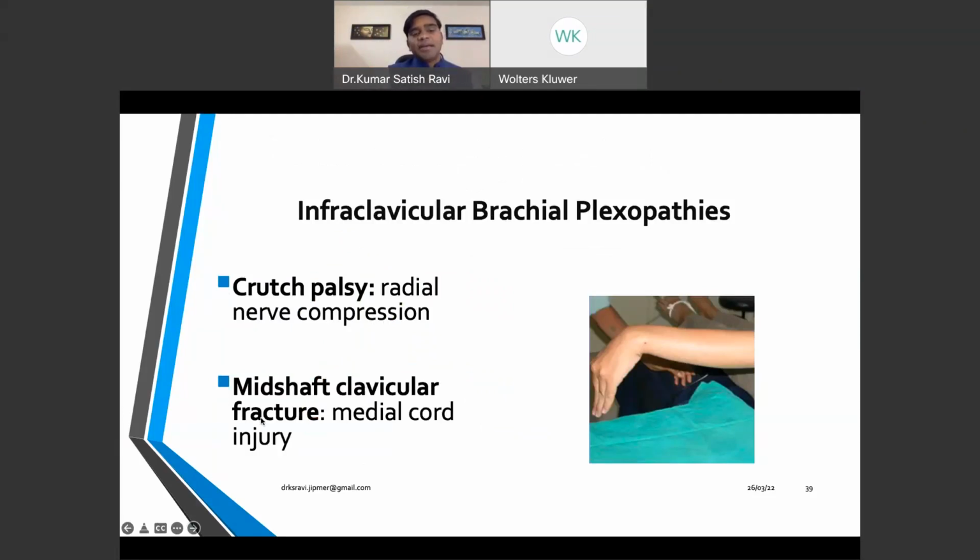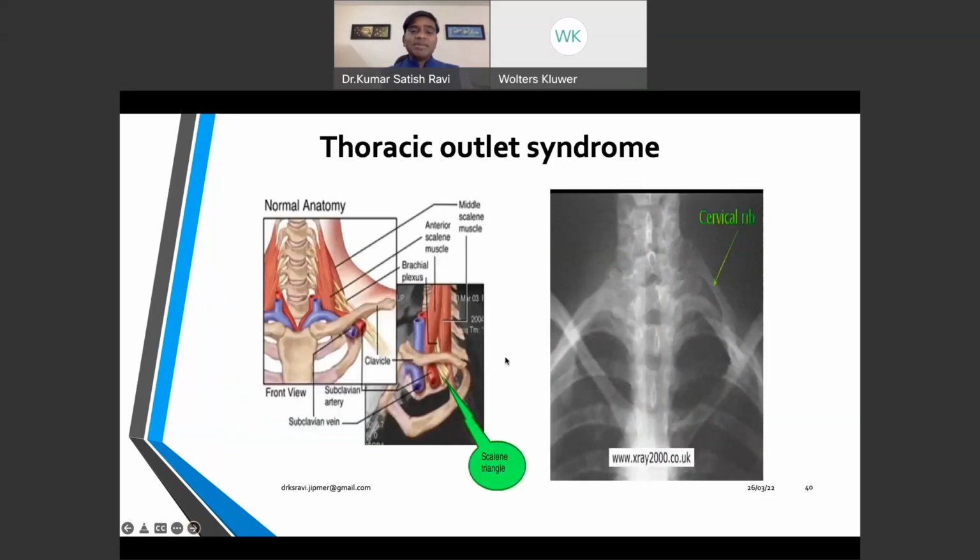Then we have the mid-shaft clavicular fracture. In that, there may be injury to the medial cord. Usually students get confused that in crutch palsy there is an injury to the axillary nerve. No, it is not so. There is an injury to the radial nerve in the axilla, and that clinical condition we call crutch palsy.